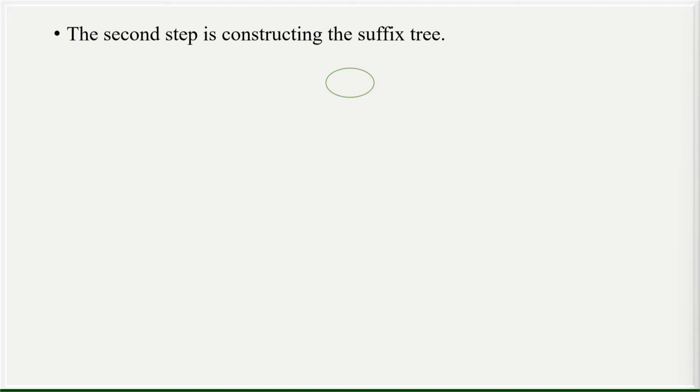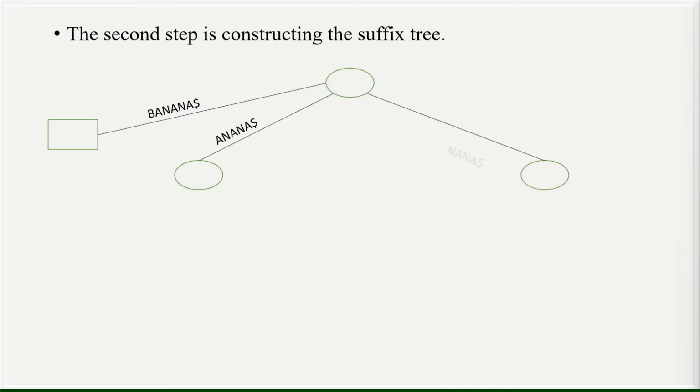Now, the first step while constructing the suffix tree will be constructing the root node. And then we construct the first suffix, which was banana. Then we construct the second suffix. Going forward, we construct the third suffix. Now, you will see here a small change: ANA has been converted to ANA and dollar.